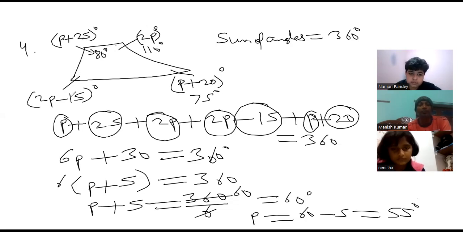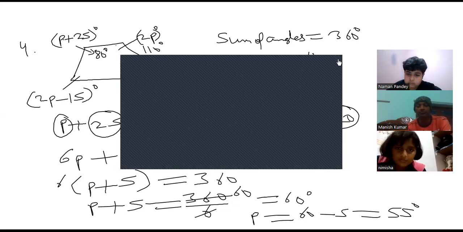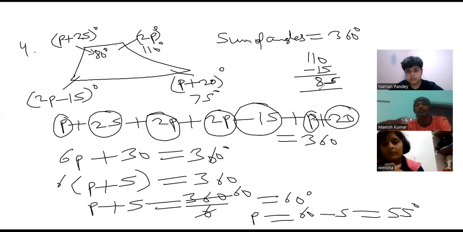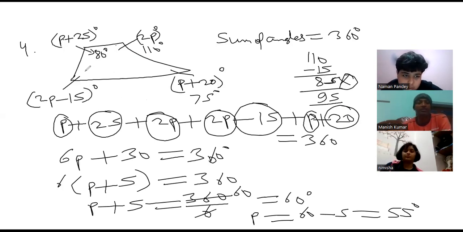2p minus 15, twice of 55 is 110. 110 minus 15 means 5, here it will come 5. How much is left? 85? Is it so? Or 95? Wait, sir. So 95. I have written it wrong here. Now twice of p minus 15 is 95 degree here.